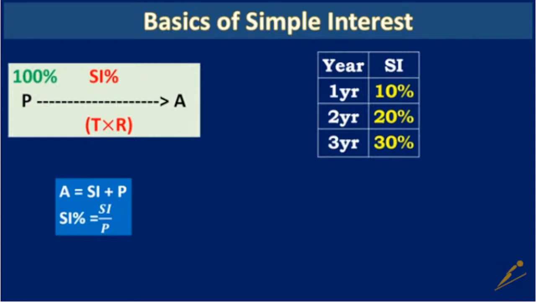Let us assume that the annual interest rate is 10% per annum. Then the simple interest for 2 years at an annual interest rate of 10% would be 20%, and for 3 years it would be 30%.